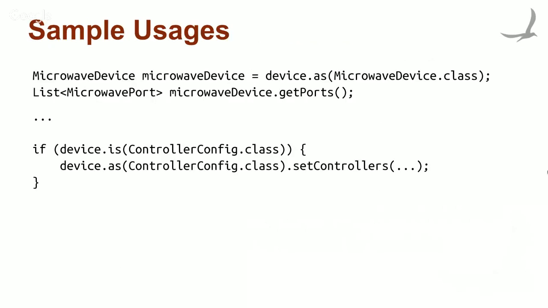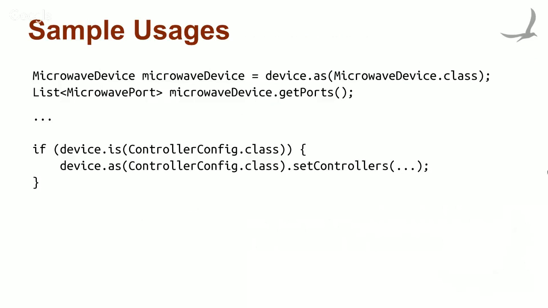And so this is just some sample usages to help you visualize this. So let's say we have a device. It's just a plain ONOS device. We can say device as microwave device. And that's going to give us a projection of that device as a microwave device, and then we can operate on it as if it was a microwave device. But in the stores and everywhere else, it's just a device. And this is how you can use it for modeling exercises.